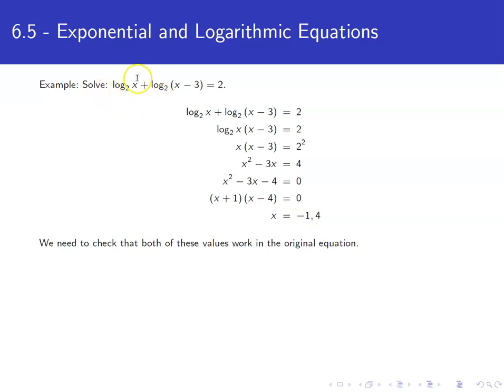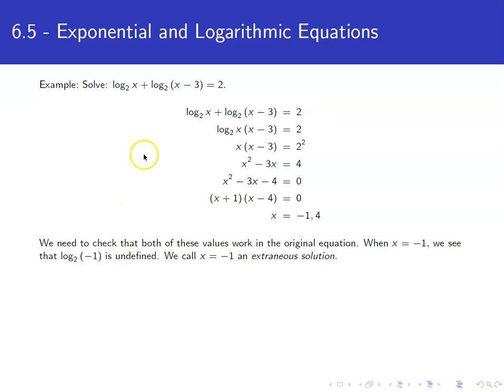So for example, when I look at this, here I see log base 2 of x. X has to be greater than 0. Here I see log base 2 of x minus 3, so x actually has to be bigger than 3. So any solution that we get has to be bigger than 3. So in particular, negative 1, not going to work because log base 2 of negative 1 is not defined. So that's an extraneous solution.